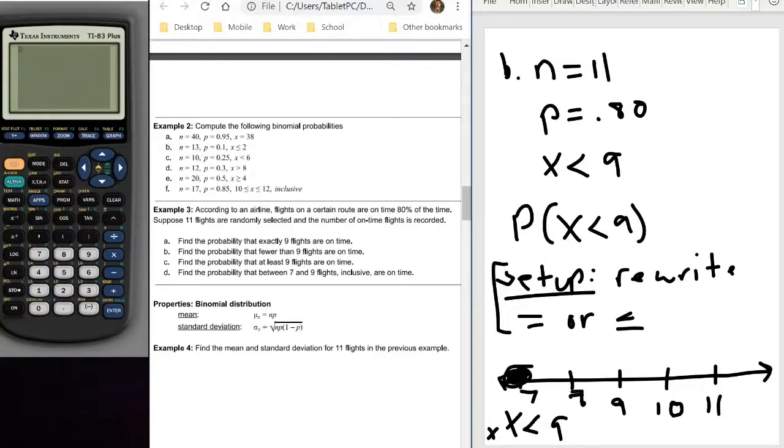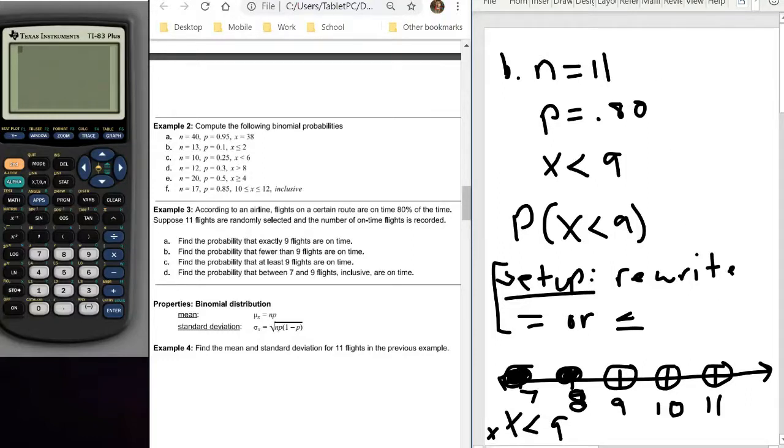Now we ask, what about 8? Is 8 less than 9? Does it satisfy that mathematical statement? Yes, so I'm going to put a closed circle here. But as I continue, is 9 satisfied in this statement? Is 9 less than 9? The answer is no, so we put an open circle here. Can we include 10? No, 10 is not less than 9, so we open circle. And 11 cannot be included in the statement x is less than 9.